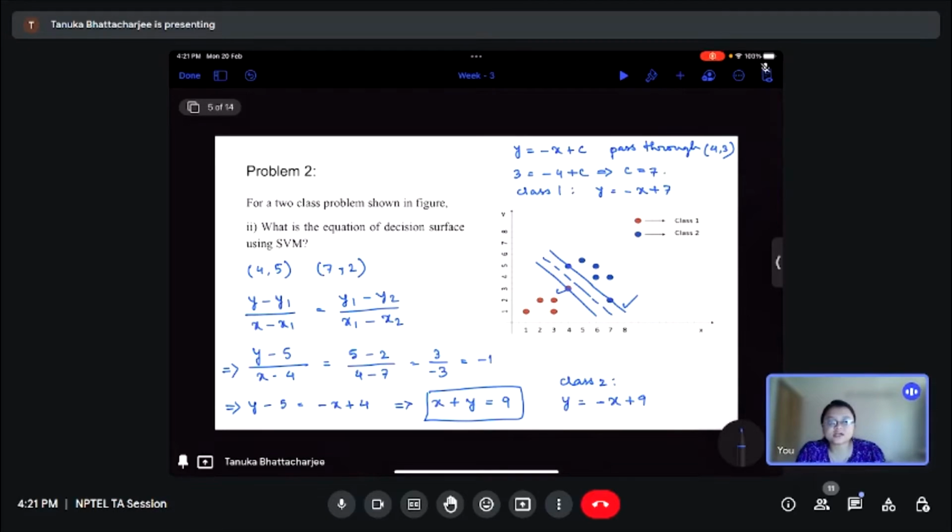So our decision surface will be in between these, and that surface will also be parallel to them. So the slope will be the same, only the bias term will change because it is placed midway between these two. So the equation of the decision surface will be y equals minus x plus 8, which is midway between the two boundaries. This is our equation of the decision surface according to SVM.